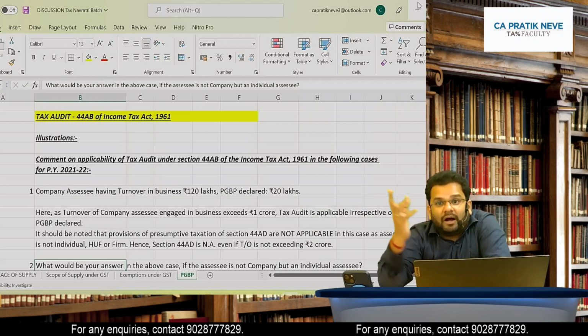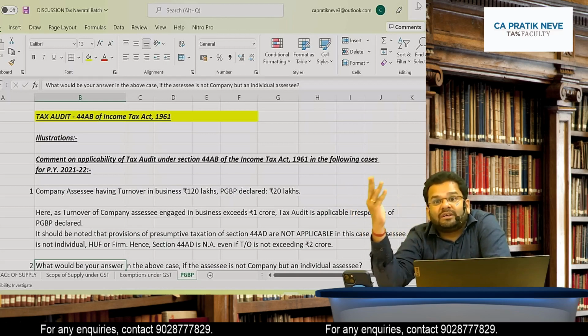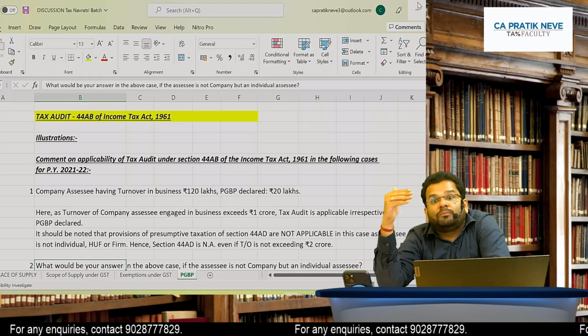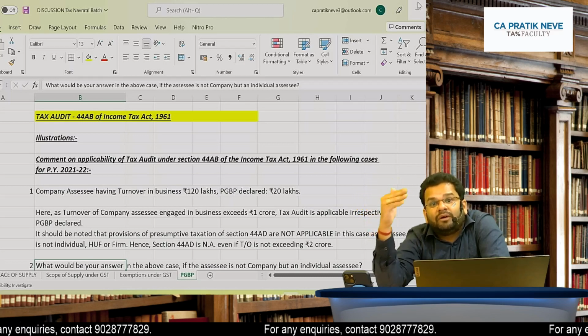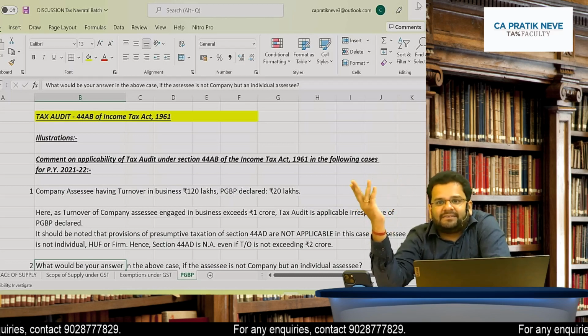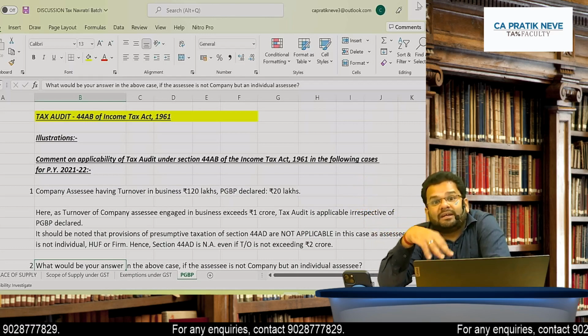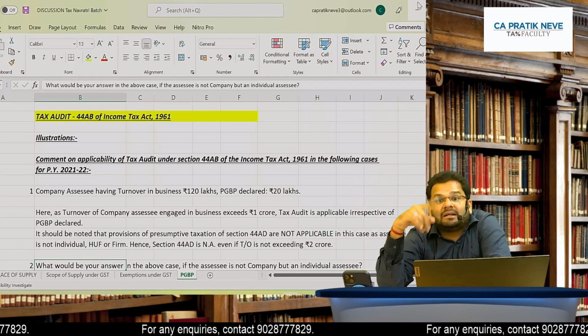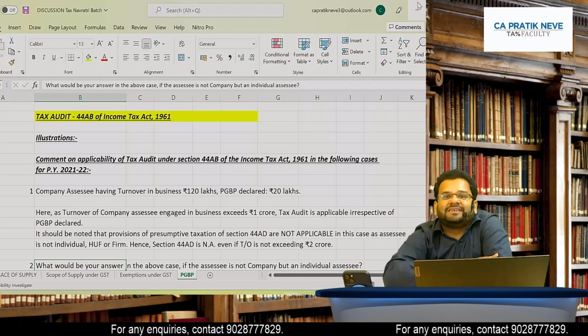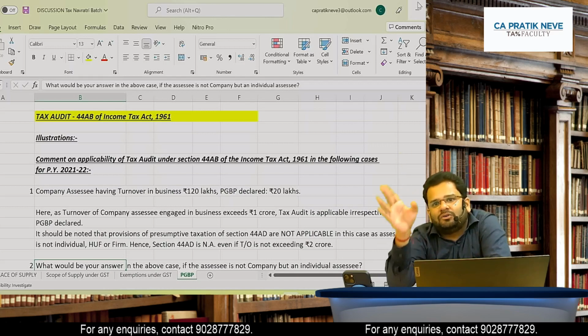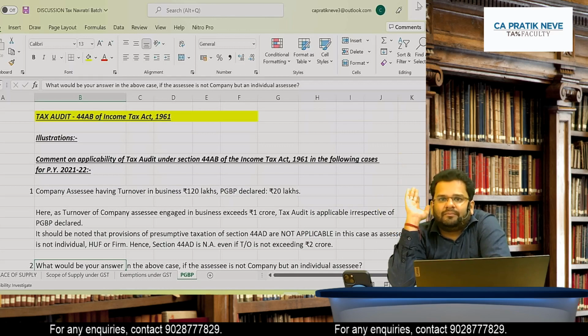I forgot to tell you, in the case of profession, when is tax audit applicable on the basis of turnover? When turnover exceeds 50 lakhs. But my turnover was not exceeding 50 lakhs. But I declared income less than 50%. Get books of accounts audited. Okay?